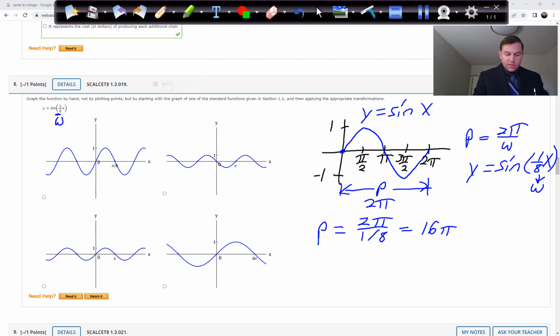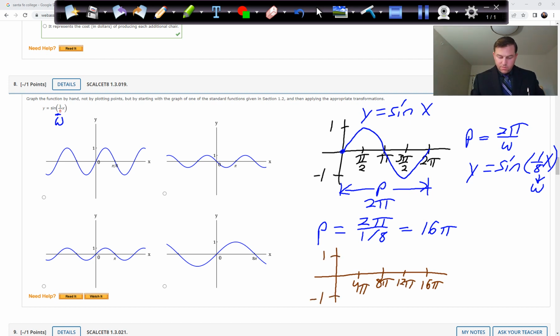So the graph's going to look exactly the same, except for now these four numbers go to 16 pi, halfway would be 8 pi, half of that would be 4 pi, and in between these two would be 12 pi. And it's still going to bounce between -1 and 1. So the sine curve is going to start at 0, go to 1, back to 0, -1, back to 0. The only thing that changes is the scale.